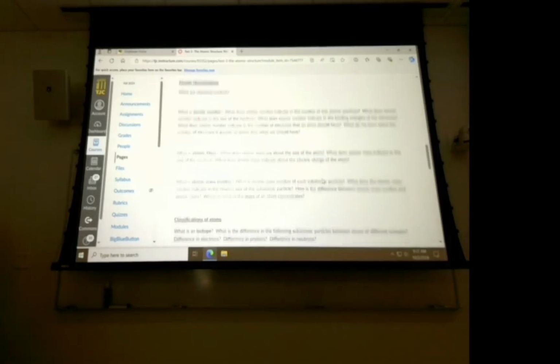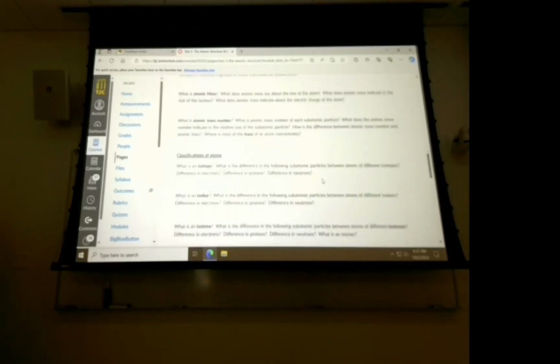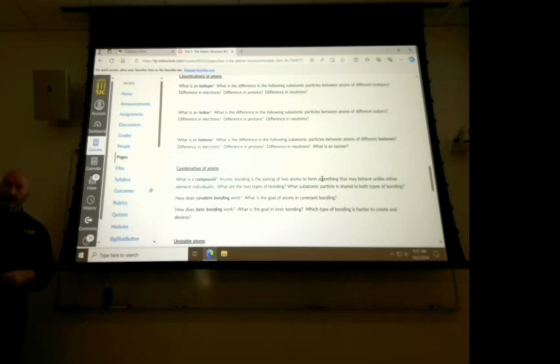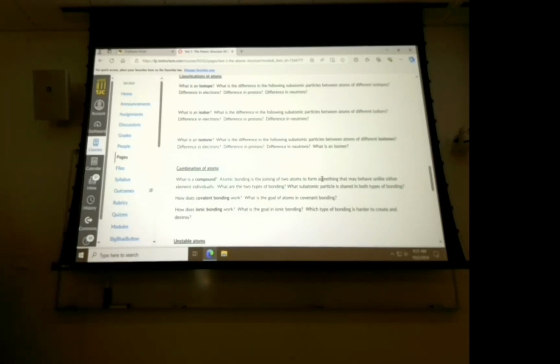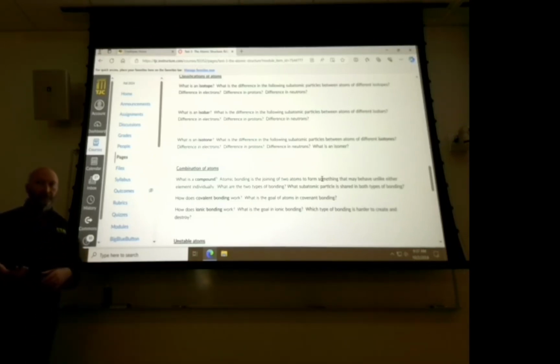Okay, so atomic number again is the number of positive charges, the number of protons. It determines what the atom is. The atomic mass number is the entire weight. Classification of atoms. We talk about isotopes. Isotopes were the same atom, the most important thing in the 4. Isotopes were the same atom with a different number of neutrons.